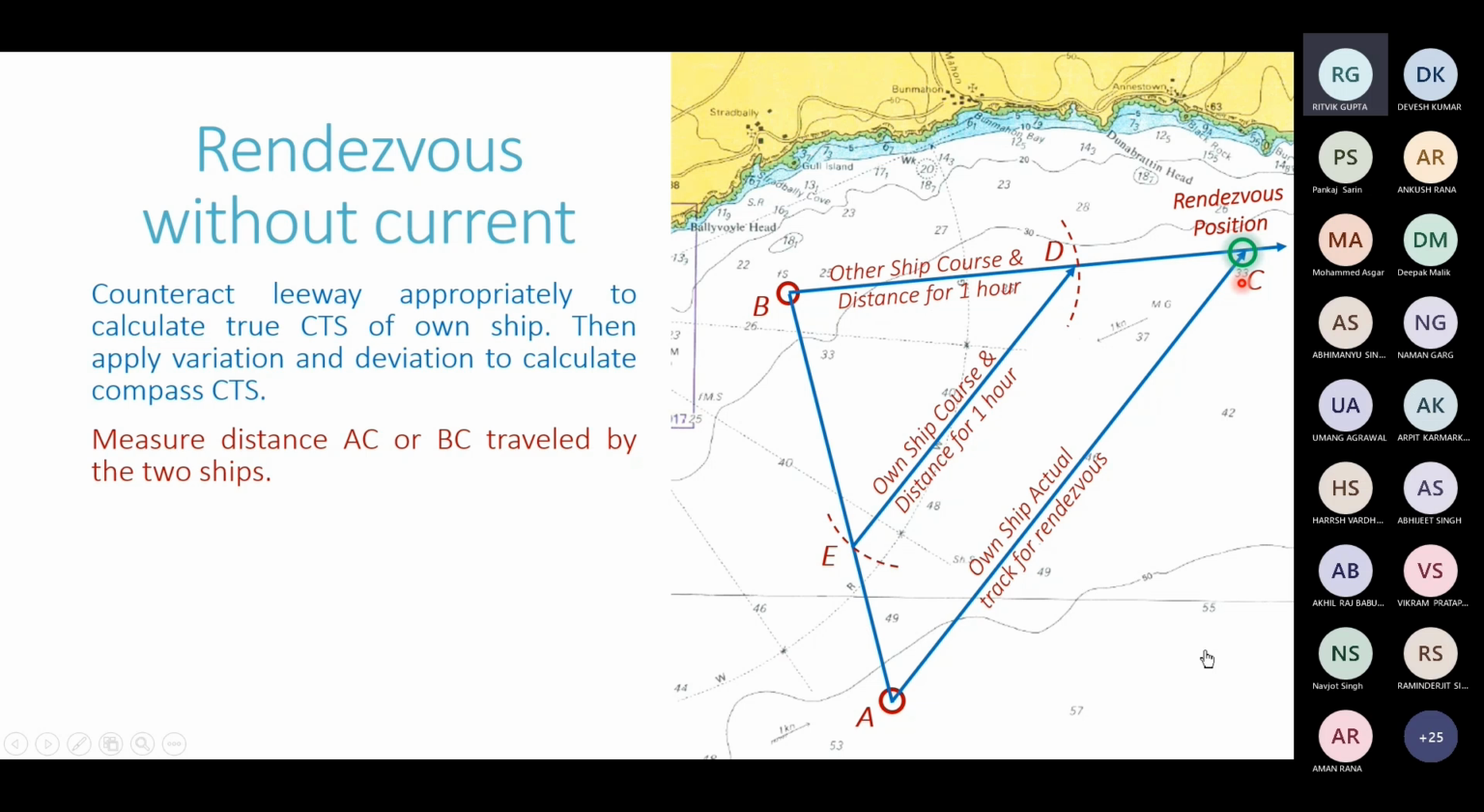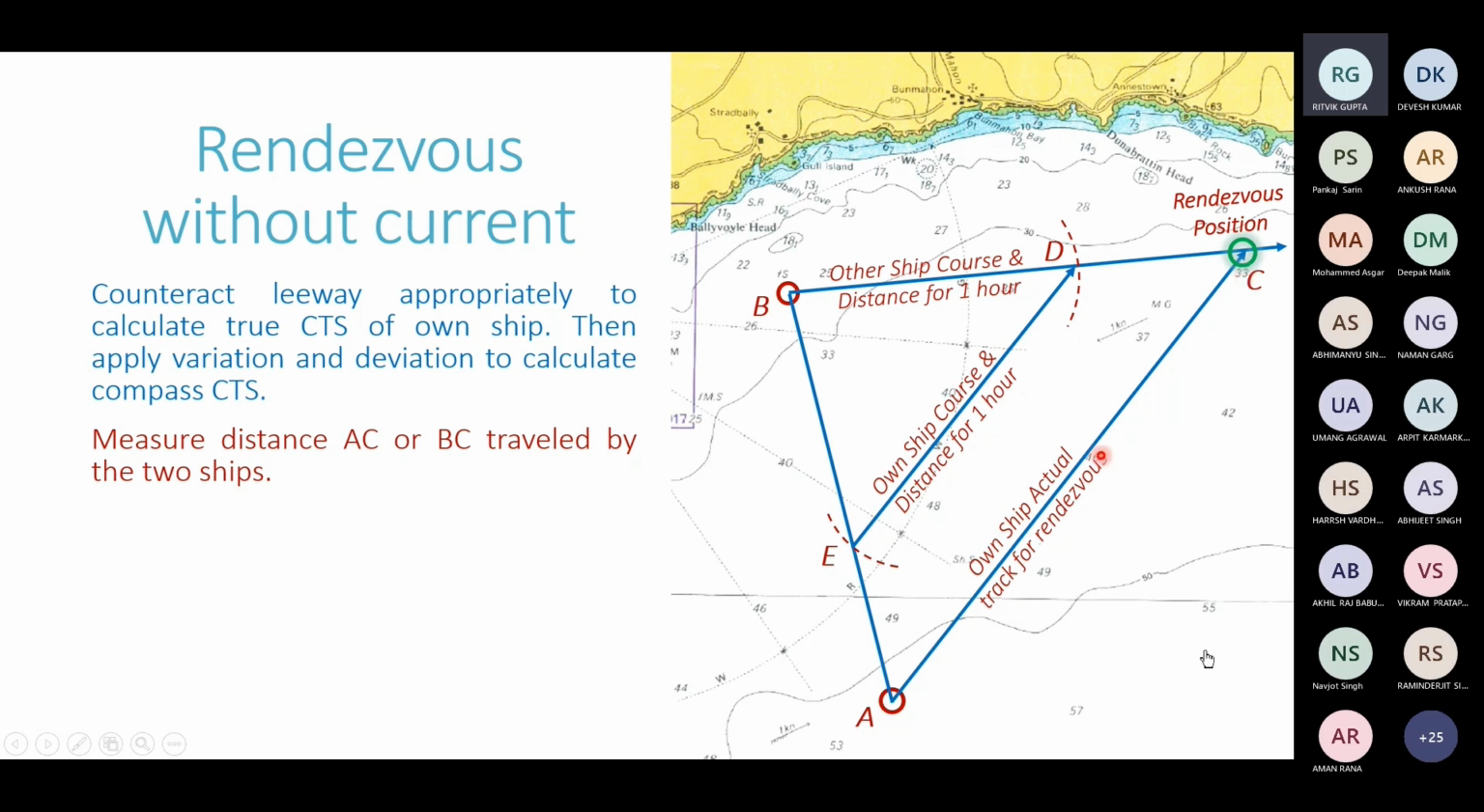Now you can also find the time to rendezvous using the target ship or other ship vector. For this, you have to measure distance BC. This is the distance covered by the other ship to the rendezvous position. So this distance BC divided by the speed of the other ship will also give you the time to rendezvous.